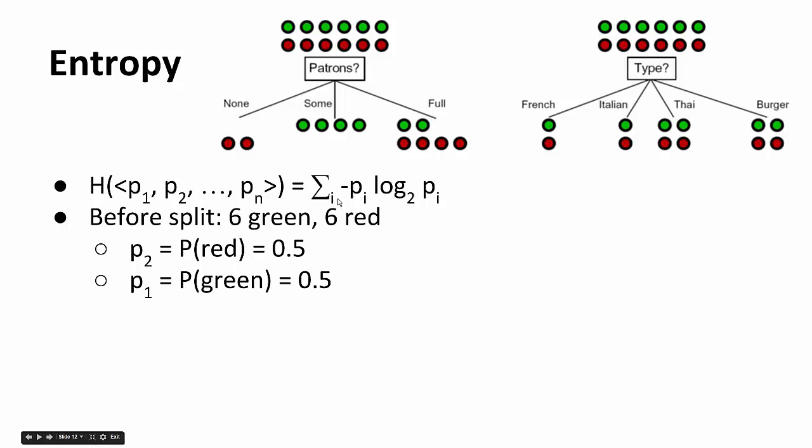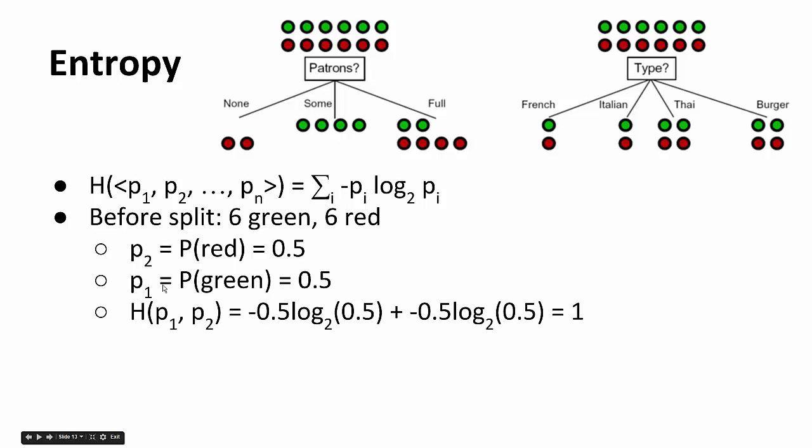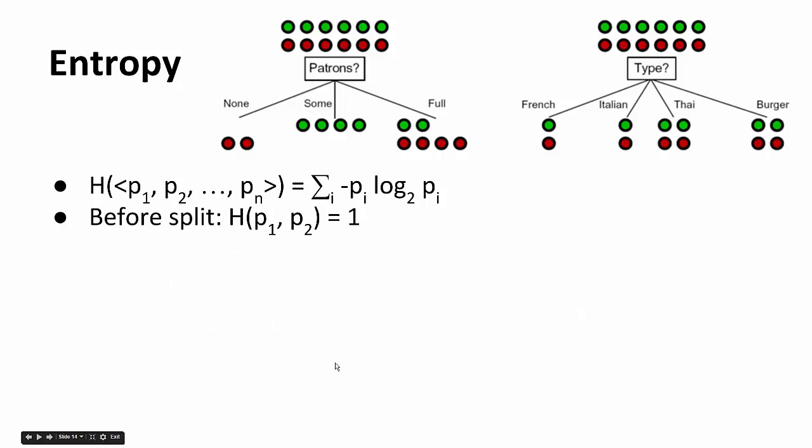And that's because there's an equal number of green dots and red dots. Now we can just plug these two into our equation here, and we can calculate the entropy of this split. So the entropy of P1 and P2 is the negative P1 times log base 2 of P1 plus negative P2 times log base 2 of P2. And if you work this out, you'll find that it's equal to 1. Right? Because what we have is negative 0.5 times negative 1 plus negative 0.5 times negative 1 again, and that gives us 1. Alright, so we've calculated our entropy before the split.